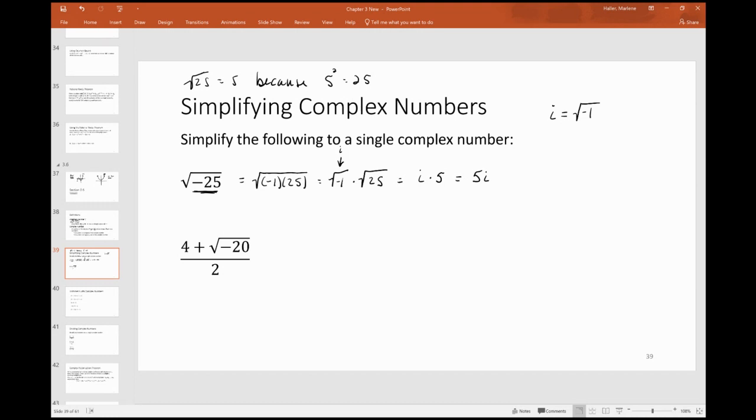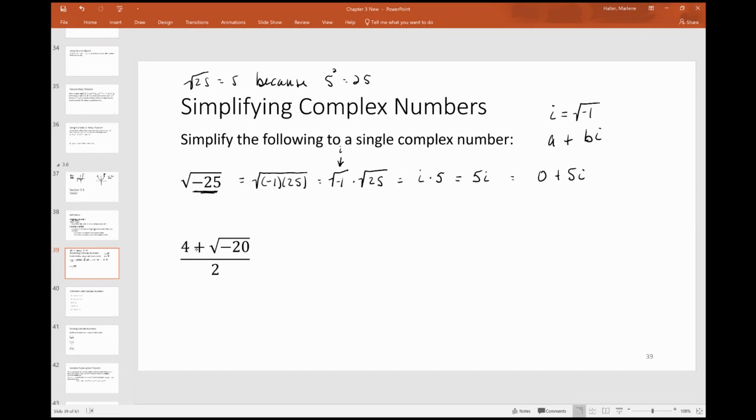This is probably the most basic complex number. What's the real part of this complex number? Remember, all complex numbers have the form a plus bi. Well, in this case, the a is just 0, right? I could write that as 0 plus 5i. It's still the same value. Let's look at another example.